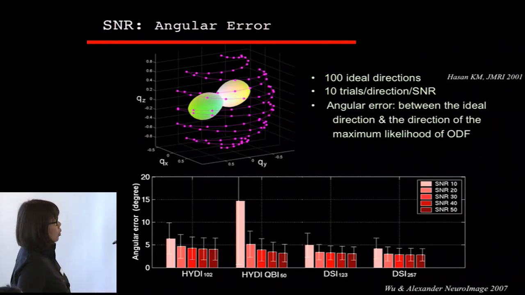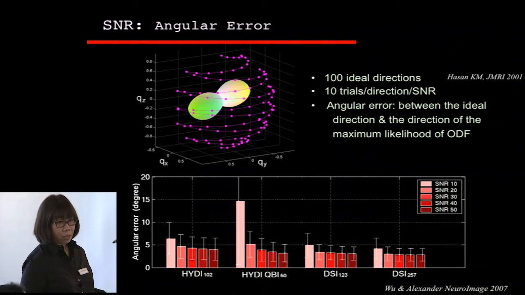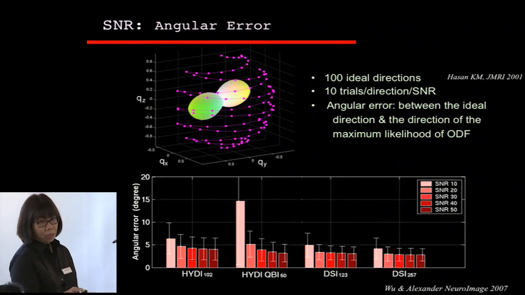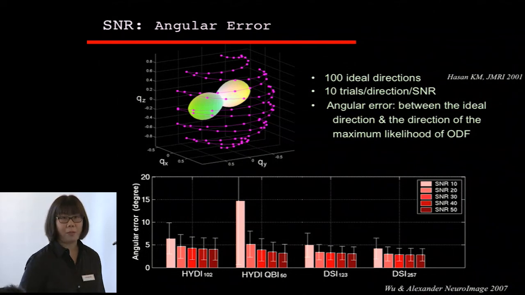Last is the noise effect on the angular error. This is a simulation of a single fiber, and I rotate it at 100 directions. At each direction, I simulate 10 trials at each signal-to-noise ratio. And the angular error is defined as the difference between the direction I originally simulated and the direction that I predict from the ODF profile using a very simple maximum likelihood algorithm. And then I average over 100 directions and 10 trials. So at a lower signal-to-noise ratio, we will have a higher angular error with a larger standard deviation for all methods, but some methods tend to do better than other algorithms.